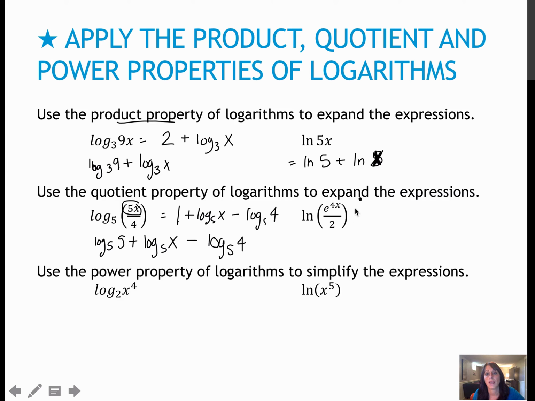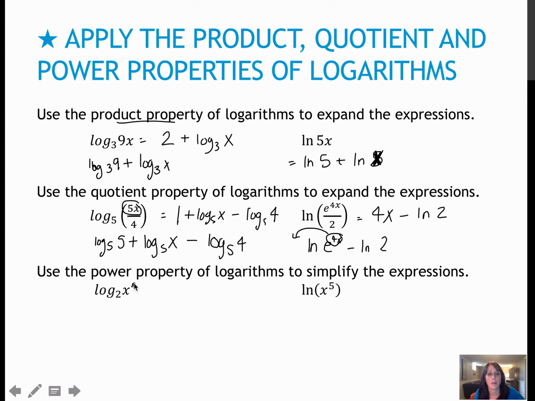Same thing's going to happen here. I'm going to use a couple of different properties. This is natural log, it's still a quotient. I would first write this as natural log of e to the 4x minus natural log of 2. This 4x is an exponent, so I can rewrite this as 4x. And then, of course, natural log of e, we should all know, is just 1, so that will go away. So it's just 4x, and then minus the natural log of 2.